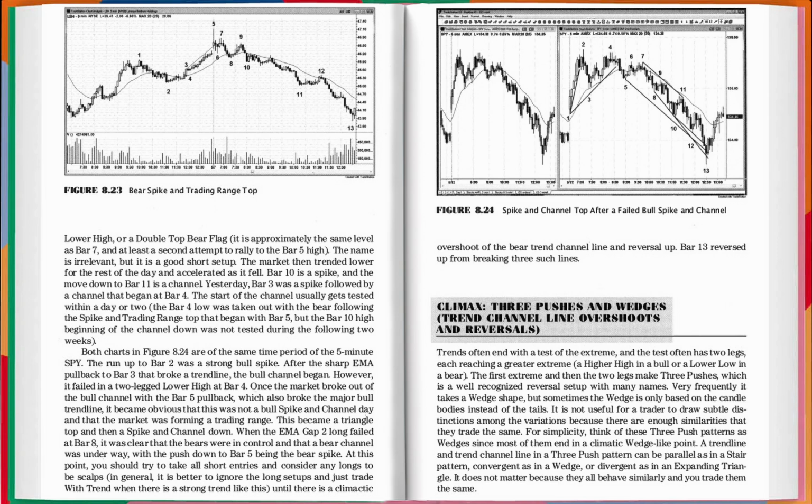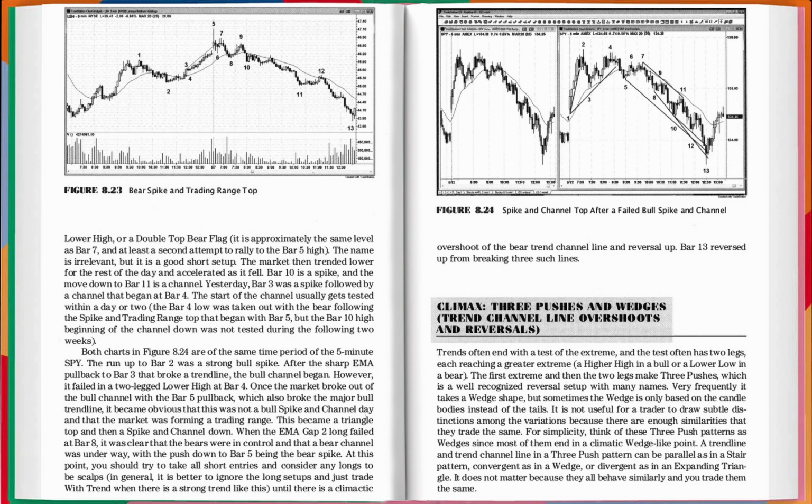Yesterday, bar 3 was a spike followed by a channel that began at bar 4. The start of the channel usually gets tested within a day or two. The bar 4 low was taken out with the bear following the spike and trading range top that began with bar 5, but the bar 10 high, the beginning of the channel down, was not tested during the following 2 weeks.